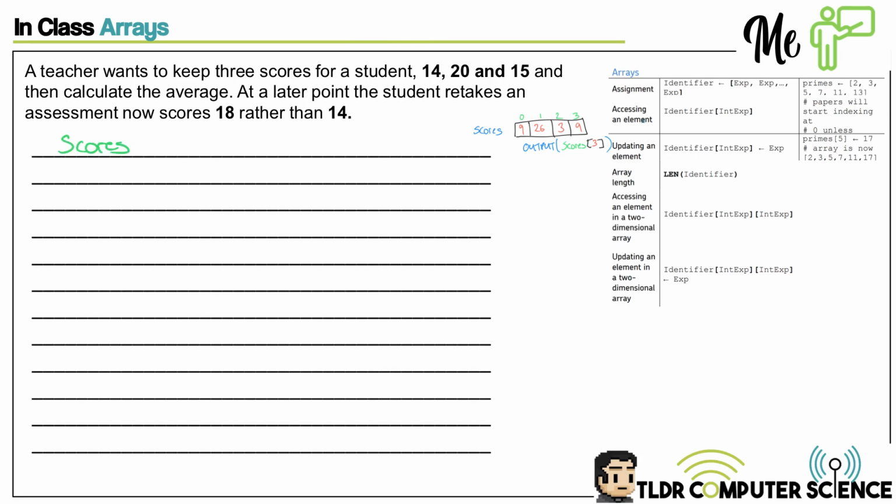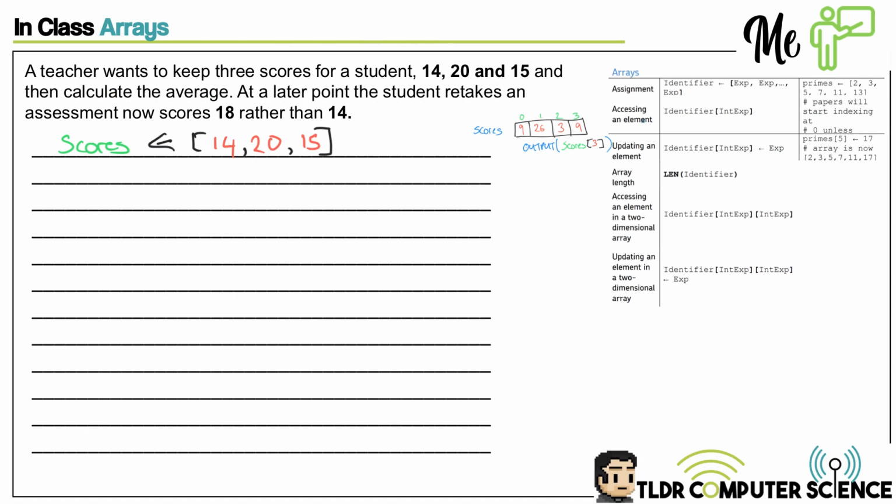To assign something, what do we use to assign? Arrow pointing towards it. It's an array, so it's got a special thing. It's got these square brackets. 14, comma, 20, that's exactly right, comma, 15. And that's it. We've stored these 3 variables in there. And then the next thing it says is calculate the average.